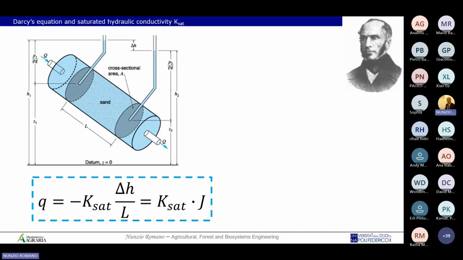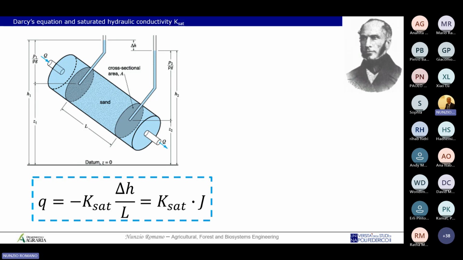To be precise, this is the saturated hydraulic conductivity. The minus sign means that the flow of water is in the opposite direction of the positive direction of the axis of the cylinder. So it's only a matter of the opposite sign of the two axes.